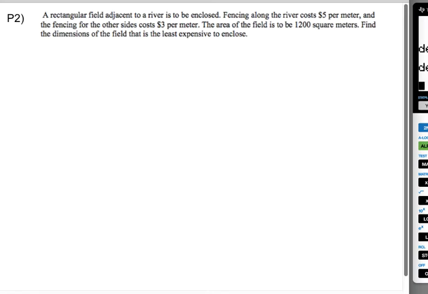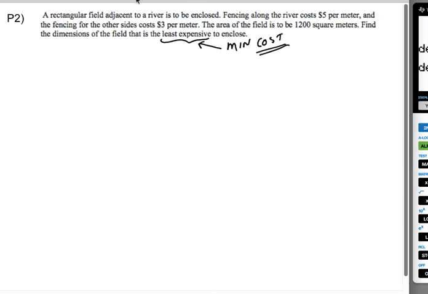A rectangular field adjacent to a riverbed is enclosed. Fencing along the river costs $5 per meter, and fencing along the other sides costs $3 per meter. The area of the field to be enclosed is 1,200 square meters. Find the dimensions of the field that is the least expensive. Okay, so least expensive means minimum cost. So what you have to write an equation for is cost.